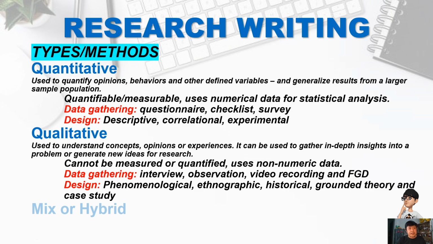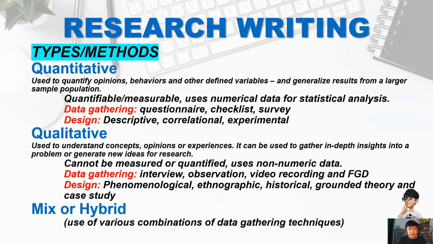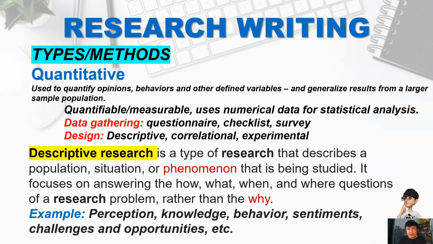And then the third one, which is the combination of the first two, quantitative and qualitative. They usually call this quanti-quali, mixed method, or hybrid method, but usually they use the term mixed method. So this uses various combinations of data gathering techniques under quantitative or qualitative. Okay, next is under quantitative.